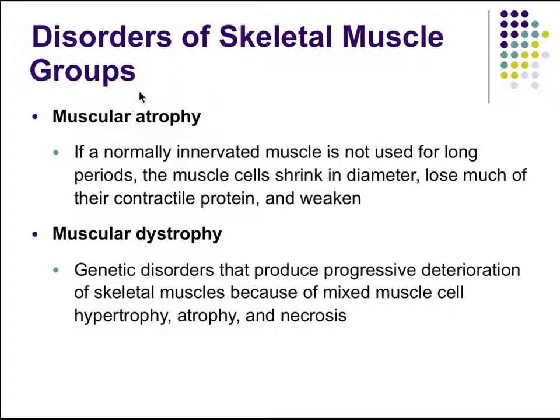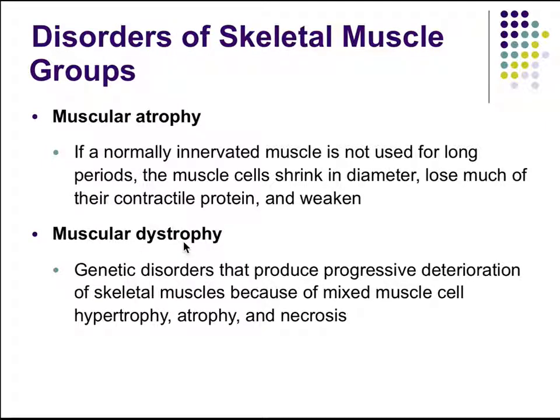Now, disorders of skeletal muscle groups. We have muscle atrophy and dystrophy. And these are terms I've used before. And we know the word atrophy. That just means you're going to decrease in cell size. In this case, it's muscular atrophy. So your muscles will decrease in size. And this happens when you make less contractile proteins, less actin and myosin. And you would do that because you're not using your muscles. So decreased use would lead to muscle atrophy. And if you've ever had your leg, for instance, in a cast for a period of time, you know when the cast comes off, your muscles have gotten smaller because you haven't used them.